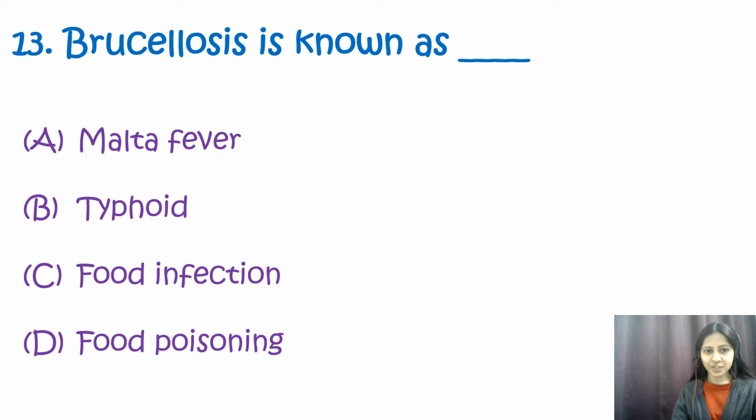Question number 13. Brucellosis is also known as, options are A. Malta fever, B. Typhoid, C. Food infections, and D. Food poisoning. So the correct option will be option number A, that is Malta fever.